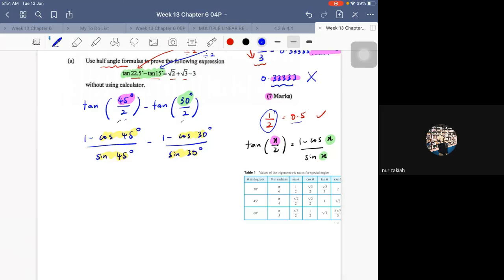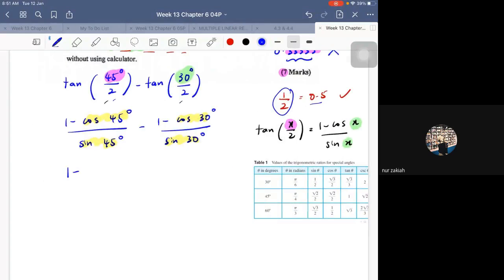Okay, now I'm going to replace. So kat sini ada 1 tolak cos 45 degree. So according to what we have over here, cos 45 degree adalah bersamaan dengan square root 2 per 2.